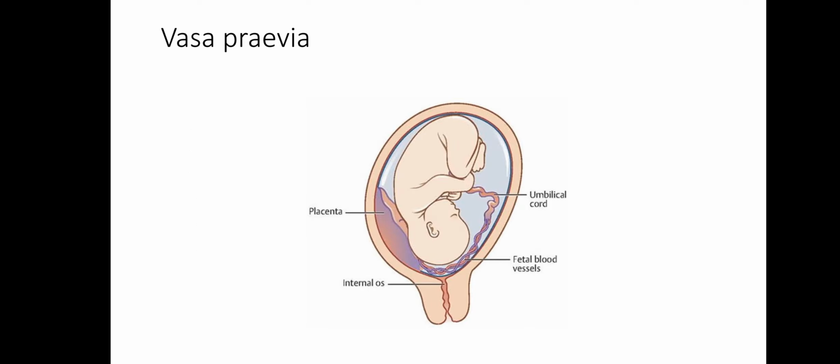So vasa previa is bleeding from fetal blood vessels, as opposed to other causes where the bleeding is maternal. In vasa previa, the bleeding is fetal. So what it means is that the fetal blood vessels abnormally run across the opening of the cervix, the cervical os. You see, as the internal os is labeled, that's where the cervix is. So the blood vessels run across the cervix and into the amniotic membrane. So when the mother is delivering and the cervix is dilating and the amniotic membrane ruptures, the fetal blood vessels rupture together. So there's a lot of fetal bleeding.